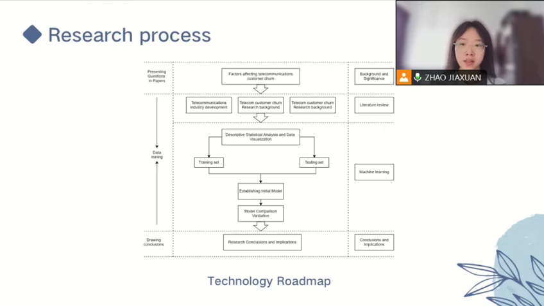The second part is research process. This is the technology roadmap. The roadmap has 4 parts. The first part is background and significance. The second part is literature review. The third part is machine learning. The final part is conclusion and publication.